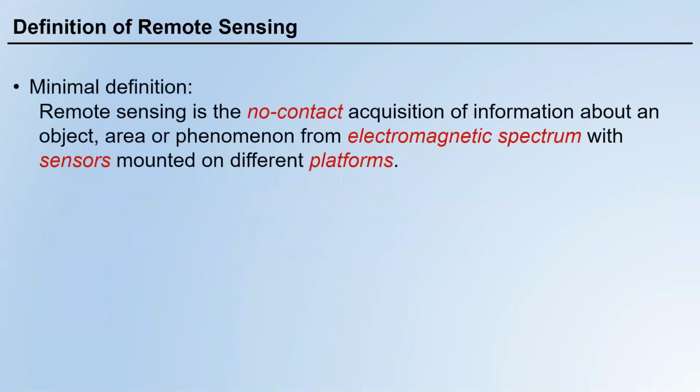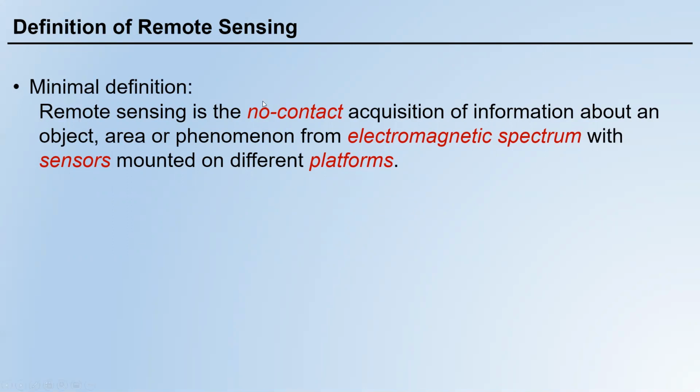Okay, let's get started. So, definition of remote sensing. We have a maximum definition and a minimum definition of remote sensing. By the minimum definition, remote sensing is the non-contact acquisition of information about an object, area, or phenomenon from the electromagnetic spectrum or electromagnetic radiation. Usually we say EMR, that's electromagnetic radiation, with sensors mounted on different platforms.